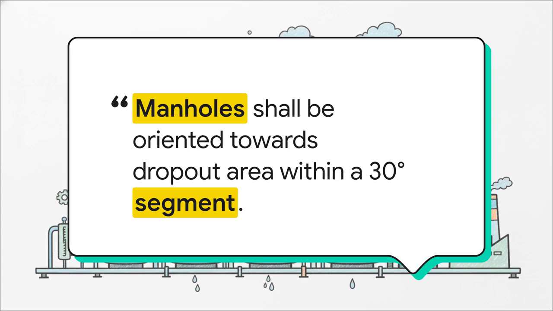Manholes shall be oriented towards a dropout area within a 30-degree segment of the column. Now, why is this so incredibly strict? Well, during a shutdown, maintenance crews actually have to pull those heavy internal trays and bubble caps entirely out of the tower. They desperately need a clear, unobstructed vertical drop area so they can safely lower those heavy internals by crane down to the main access way at ground level.